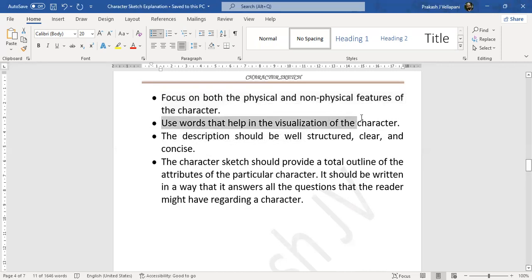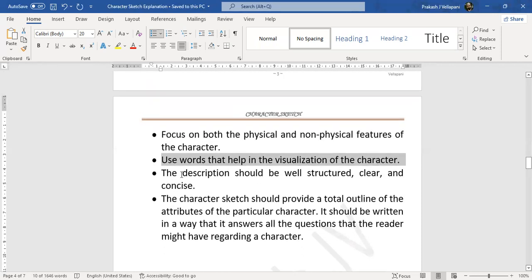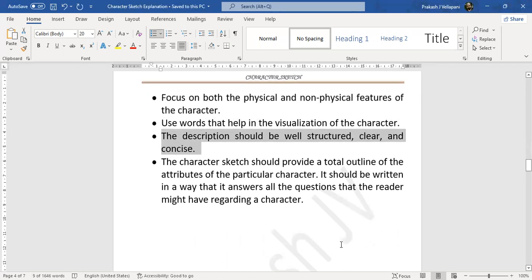Next, use words that help in the visualization of the character. That is, you need to use words which enable the reader to clearly visualize your character. You need to be able to describe the character properly. The description should be well structured, clear, and concise.